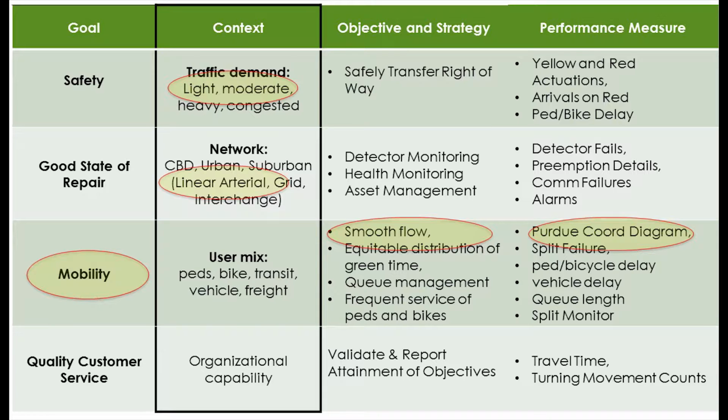And our performance measure is the Purdue coordination diagram, which we will give you more detail on in Sean's presentation. That's effectively a diagram that shows, again, the status of the intersection, red, yellow, and green, when the vehicles are arriving, so we can gain an understanding: are the majority of the vehicles arriving on green, which is what we want? If they're not, then we have the data to make those adjustments.